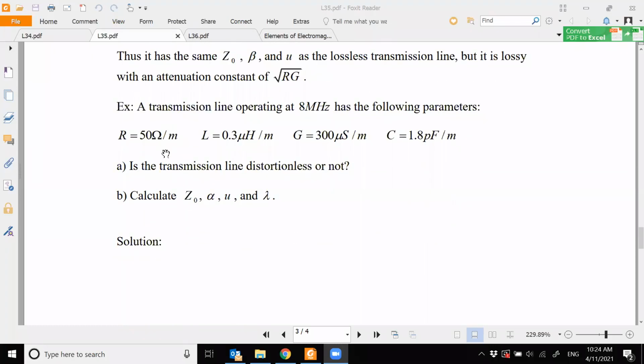Now let's take an example. The example says that you have a transmission line operating at 8 megahertz, and these are the resistance, inductance, conductance, and capacitance values. Now our question is: is the transmission line distortionless or not?